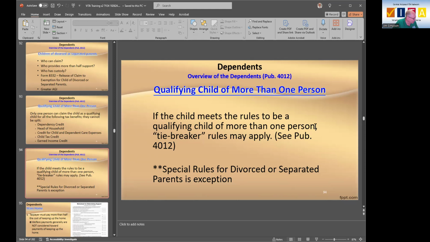And those tiebreaker rules you can find on C4. And I'm going to give you a little hint for the test on that scenario I just gave you. Be sure to read these carefully, including the examples that are on that page on C4 of your booklet 4012. Those are the tiebreaker rules that will go down. And here's where sometimes the adjusted gross income might be the tiebreaker.